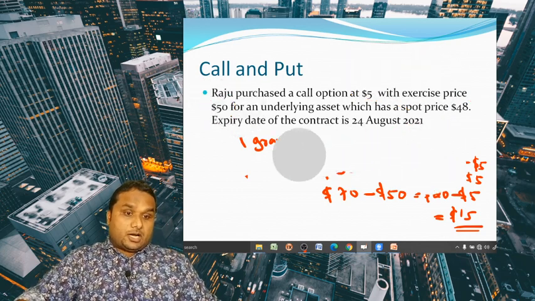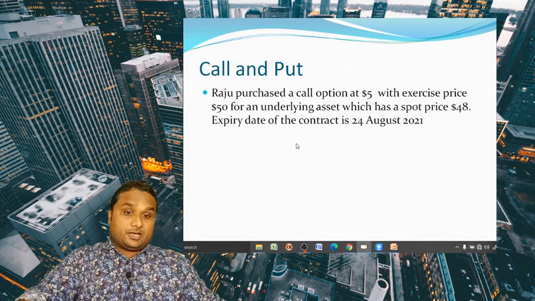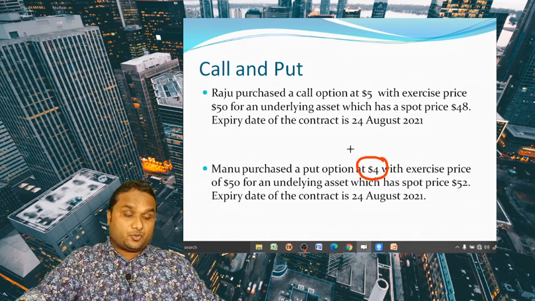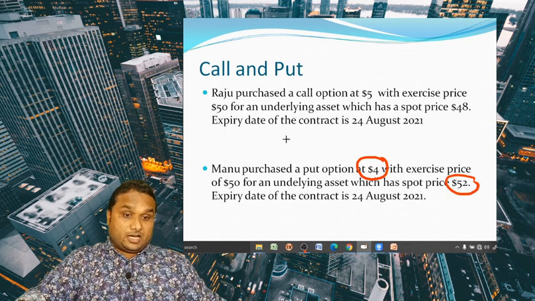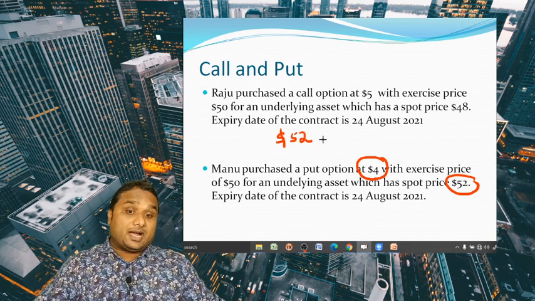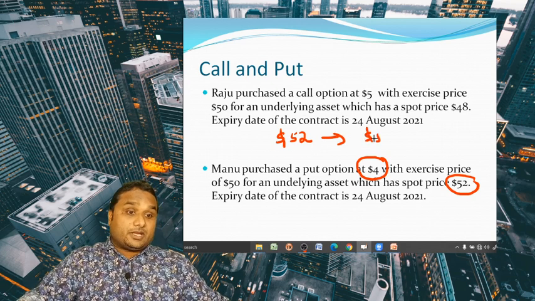Now before going to the binomial model, let me give you a brief idea about what a put option is as well. Now, instead of Raju, I put Manu. Manu is a trader. Manu purchased a put option at $4, with an exercise price of $50, for an underlying asset which has a spot price of $52. Presently 1 gram of gold is costing $52. After 1 year, Manu has to sell the gold in his hand at $50.